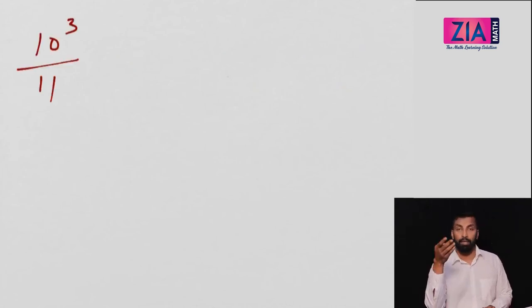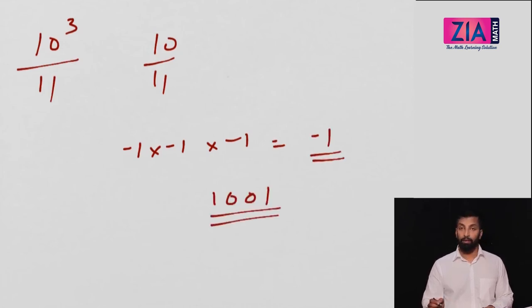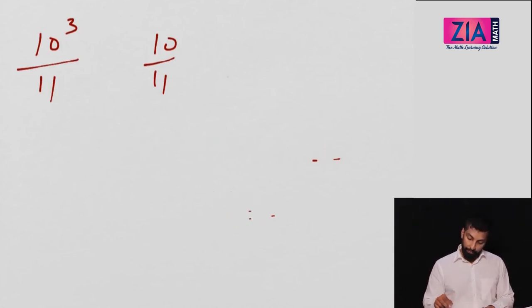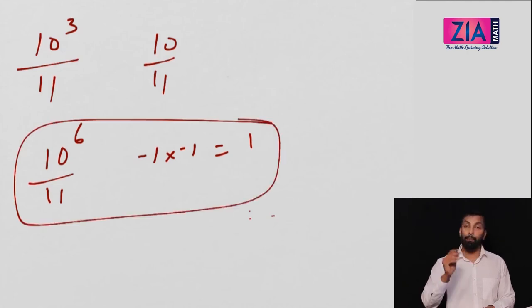Now why is it so? Because if you see 10 raised to 3 divided by 11, 10 raised to 3 is 1000. What is 10 by 11? The remainder is minus 1. So minus 1 into minus 1 into minus 1, you get minus 1. So you're actually getting minus 1. So 10 raised to 3 is minus 1, which means, what is 10 raised to 6 divided by 11? Minus 1 into minus 1, which is 1. So we can apply the rule that we have learned in case of 7 and 13 also here.